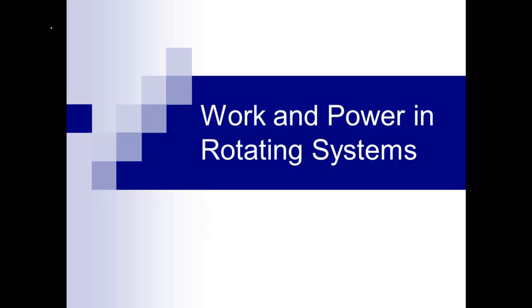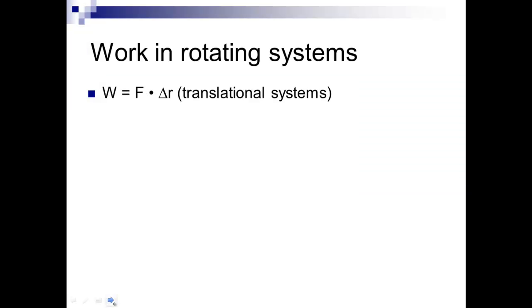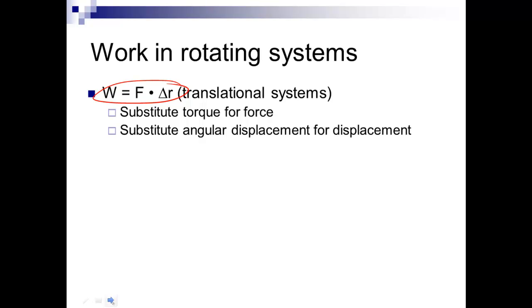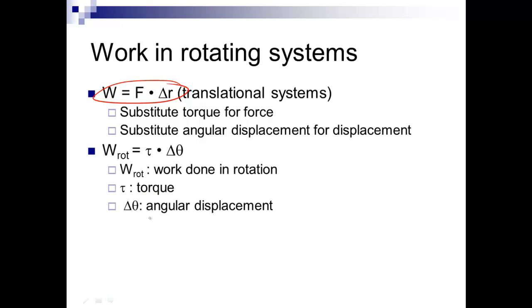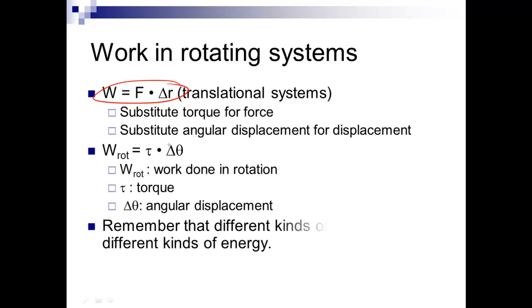Okay, this is work and power in rotating systems. Remember that the equation for work in translational systems is work is the force times the distance. What we do is we substitute torque for the force and substitute angular displacement for displacement, and we get this equation.